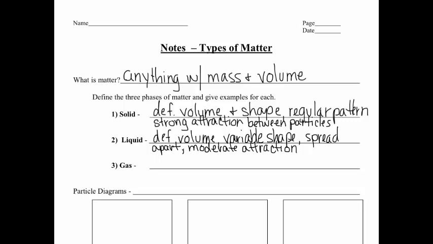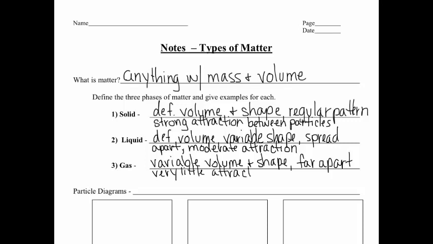And then the last, you can guess, gases have a variable shape and volume. The particles are far apart and have very little attraction. We've discussed particle diagrams in the past, but essentially they show how the particles relate to one another.